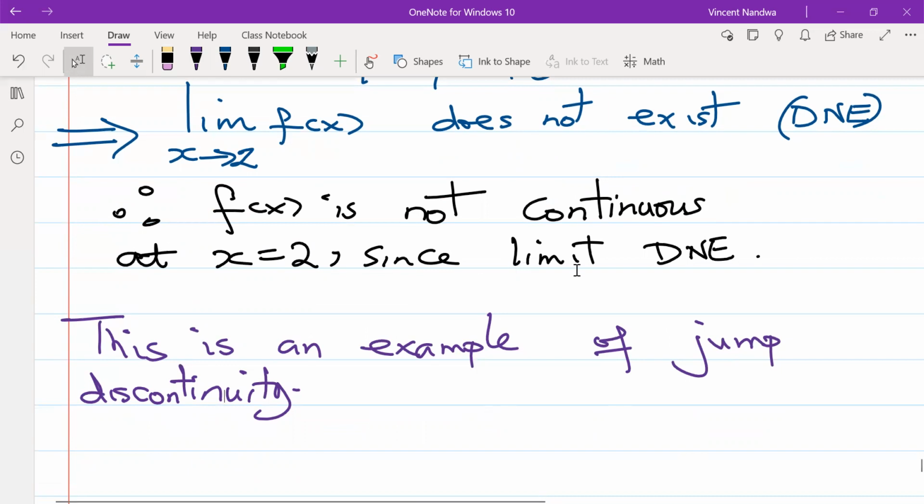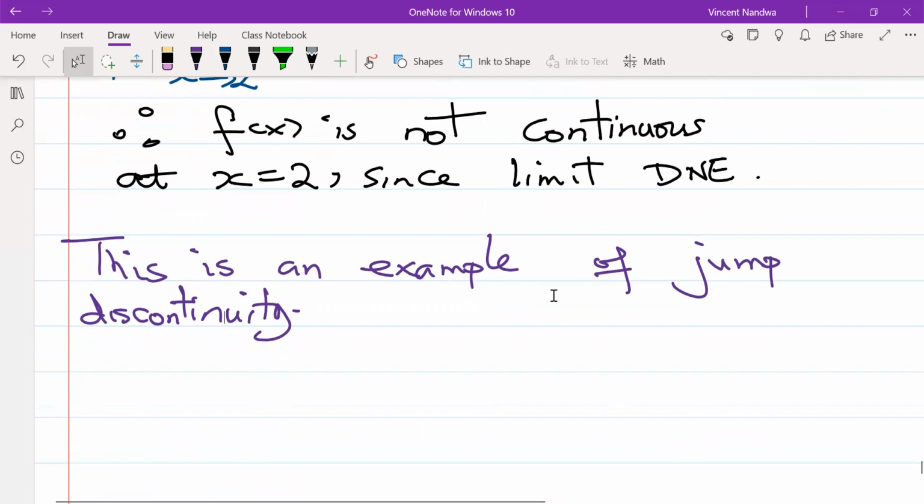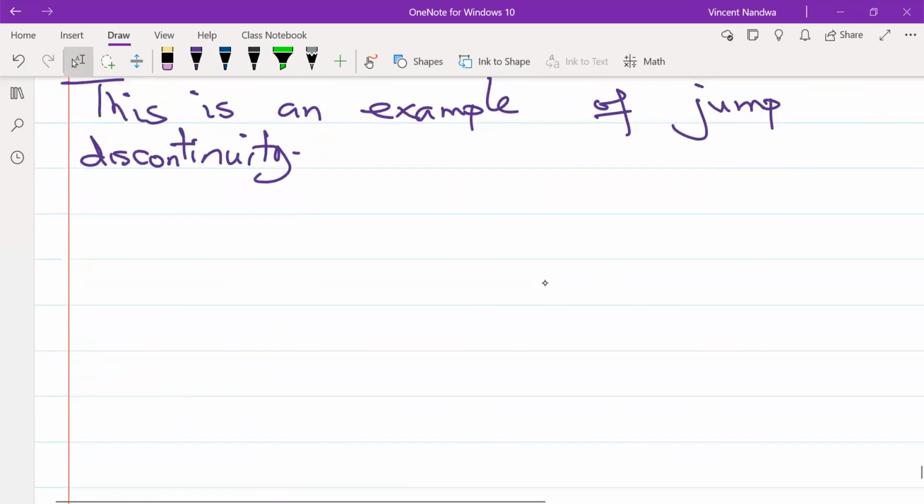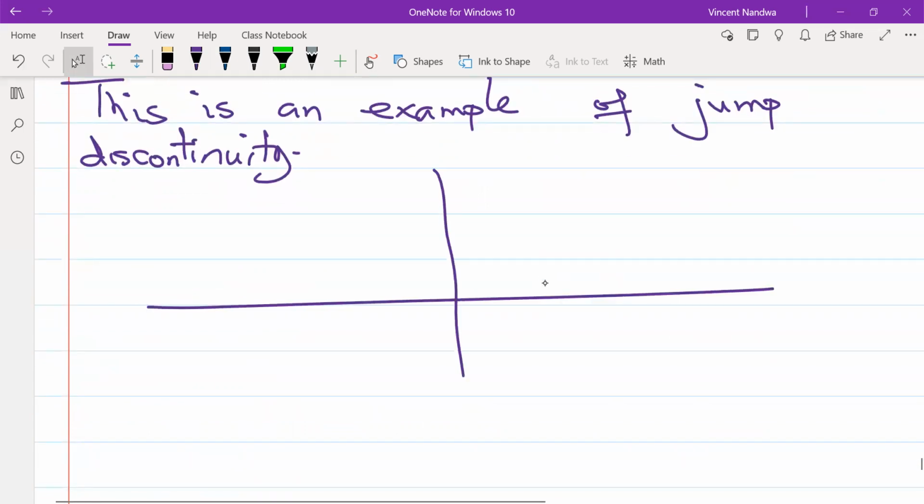Okay. So maybe if I do this, let me say this is a graph of an arbitrary function. I have, say, this point 2, and I have this.